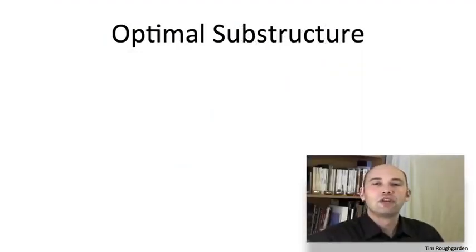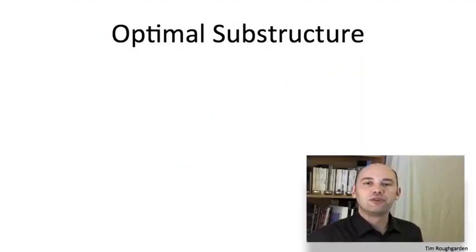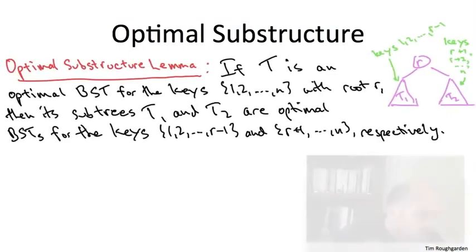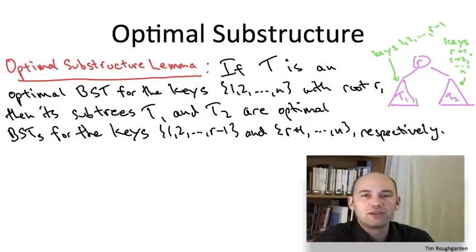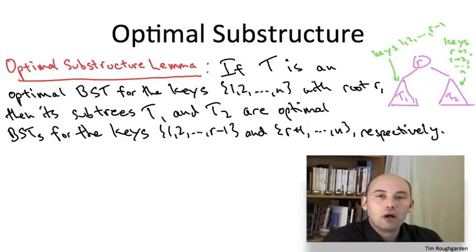Let me quickly remind you of the optimal substructure lemma that we proved in the previous video. Suppose we have an optimal binary search tree for a given set of keys 1 through n with given probabilities, and suppose this optimal binary search tree has the root r. Well, then it has two subtrees, T1 and T2. By the search tree property, we know exactly the population of each of those two subtrees.